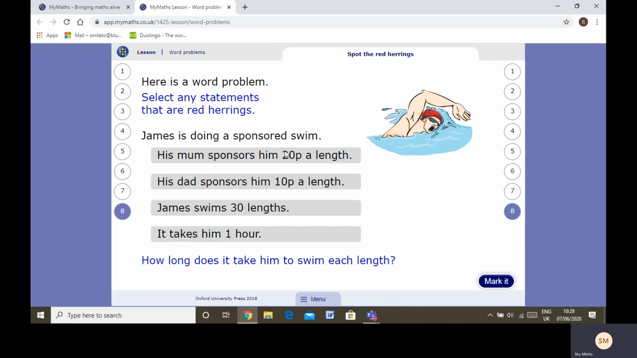because we need to know the pence a length, and we need to know how many lengths. Does it matter how long it takes him? It could take him a year. His mum and dad would still be sponsoring him the same amount if he did 30 lengths. So it does not matter how long it took him.